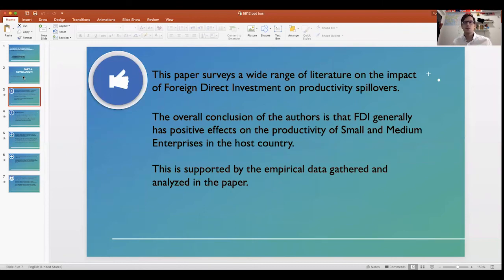This paper surveys a wide range of literature on the impact of foreign direct investment on productivity spillovers. The overall conclusion of the authors is that FDI generally has positive effects on the productivity of small and medium enterprises in the host country. This is supported by the empirical data gathered and analyzed in the paper, which we went over in part 3.